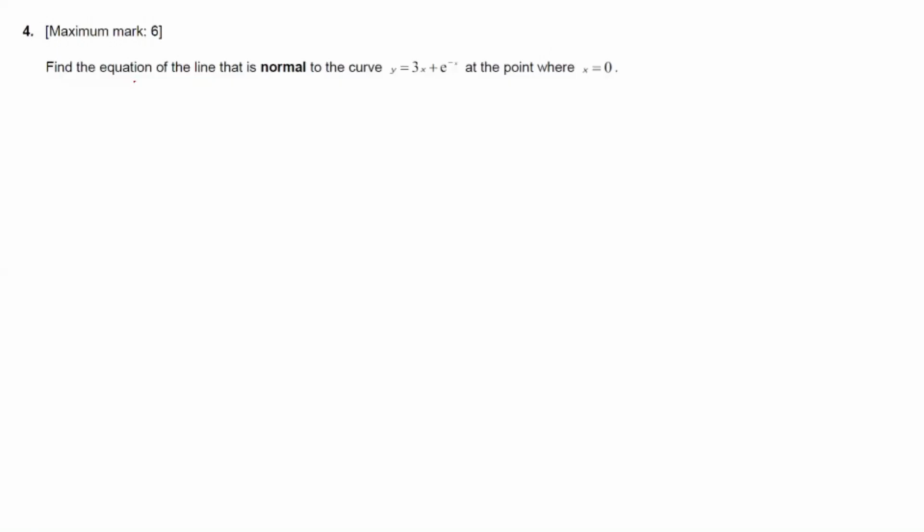Next question. Find the equation of the line that is normal to the curve y equals to 3x plus e to the power of negative x at the point where x equals to 0. Okay, all right. So we want to find an equation of the line that is normal. Now remember, to find normal, we have to find the tangent first. We don't need to find the whole tangent line, but we can actually just find the gradient of the tangent. Okay, we need that to find the gradient of the normal.